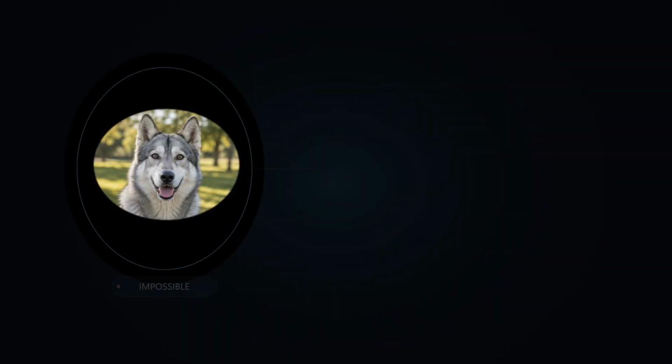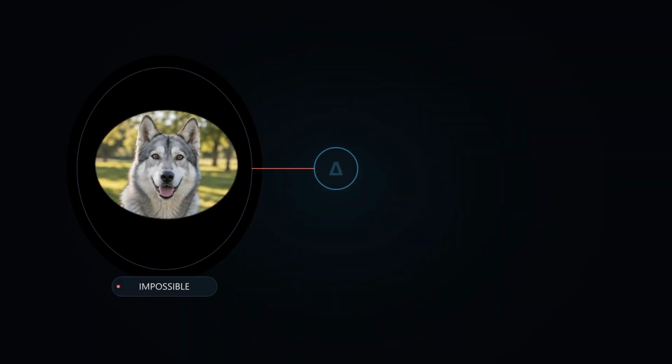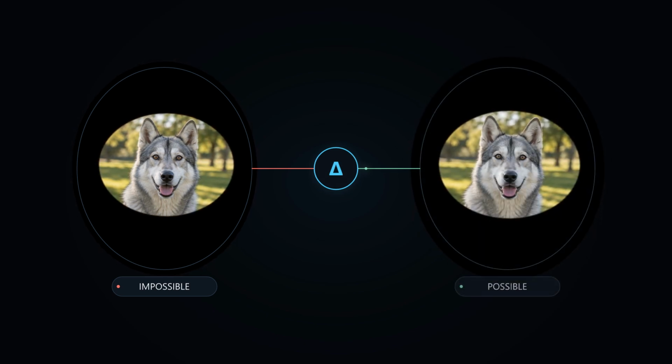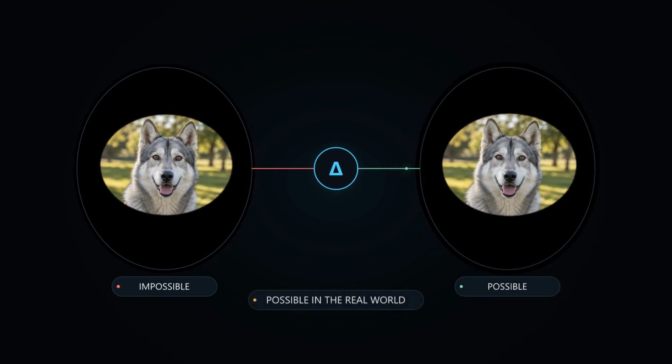A useful counterfactual must be realistic. Telling a person to become 10 years younger is not useful. Lowering a debt balance over time might be. The best alternative is usually small, possible, and connected to the decision.